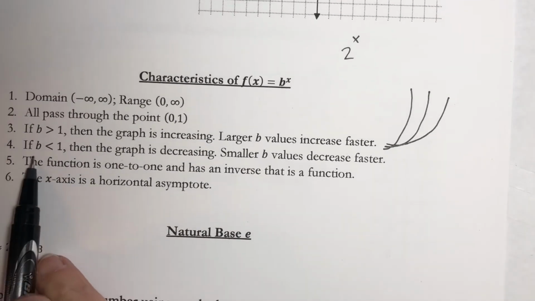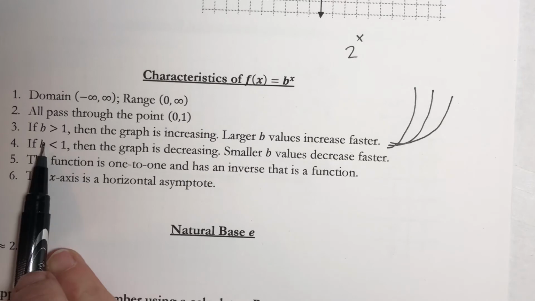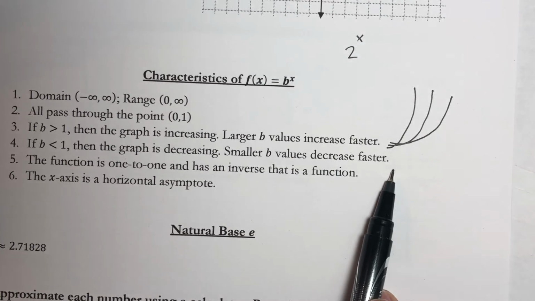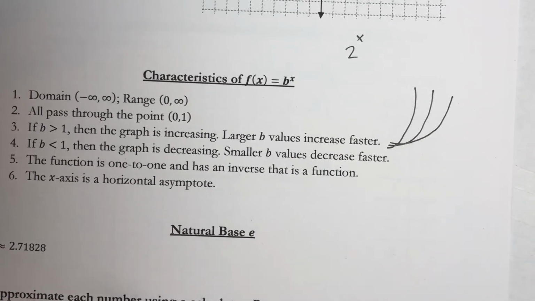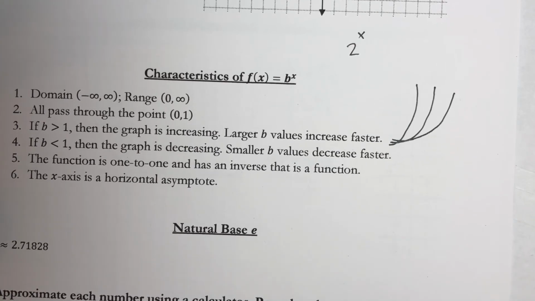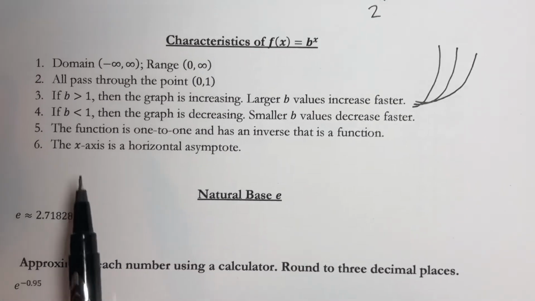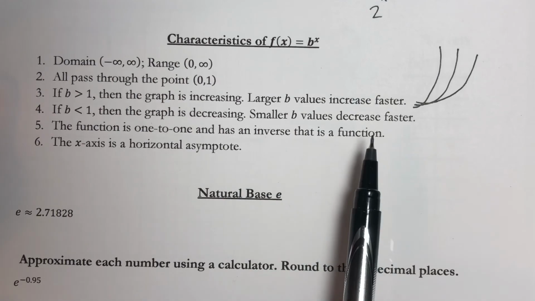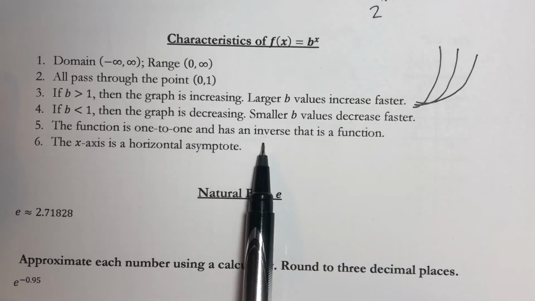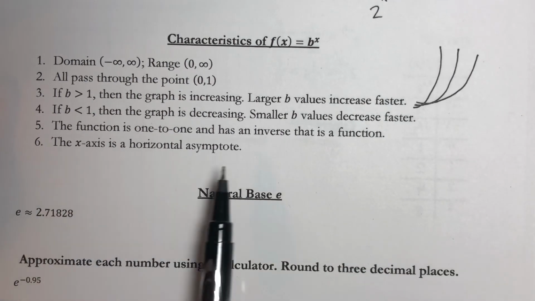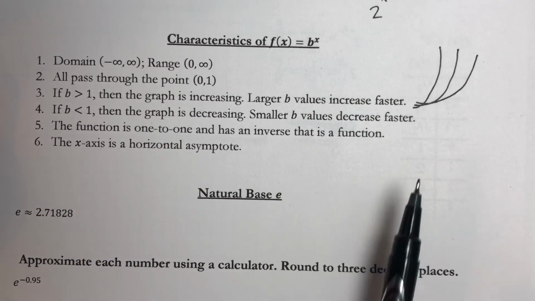And it's exactly the opposite for the b value less than 1. If the b value is less than 1, then it's decreasing, and then the smaller it gets, it decreases faster. So if I have 0.999, it's going to decrease, but not that quickly. But if it's 0.0001, it's going to decrease very quickly. Okay? The function is 1 to 1, and it has an inverse that is a function. We're going to be dealing a lot with these inverses. We're going to be talking about exponentials and their inverses throughout this entire chapter. And then basically, I said this earlier, the x-axis is a horizontal asymptote. You're going to get really close to that x-axis, but you're never going to cross it.